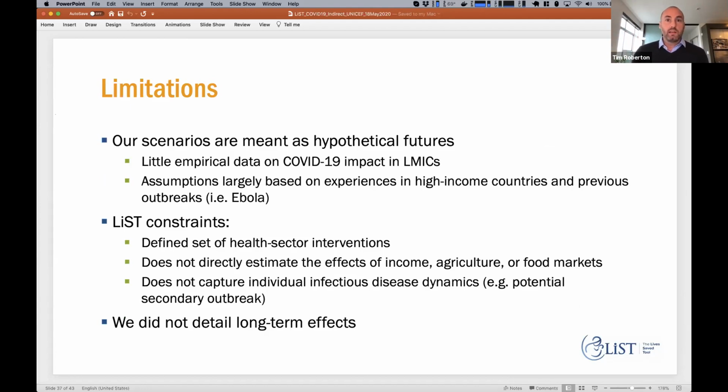LiST itself has limitations. It has a certain set of interventions that it can model, but there are other factors outside of LiST which LiST can't model. So, for example, the effect of changes to broader economic systems, lost income, changes to agriculture, etc. And lastly, for the vaccine specialists there, LiST does not capture disease dynamics or the effect of potential secondary outbreaks like some other models do that look at disease and vaccination strategies.